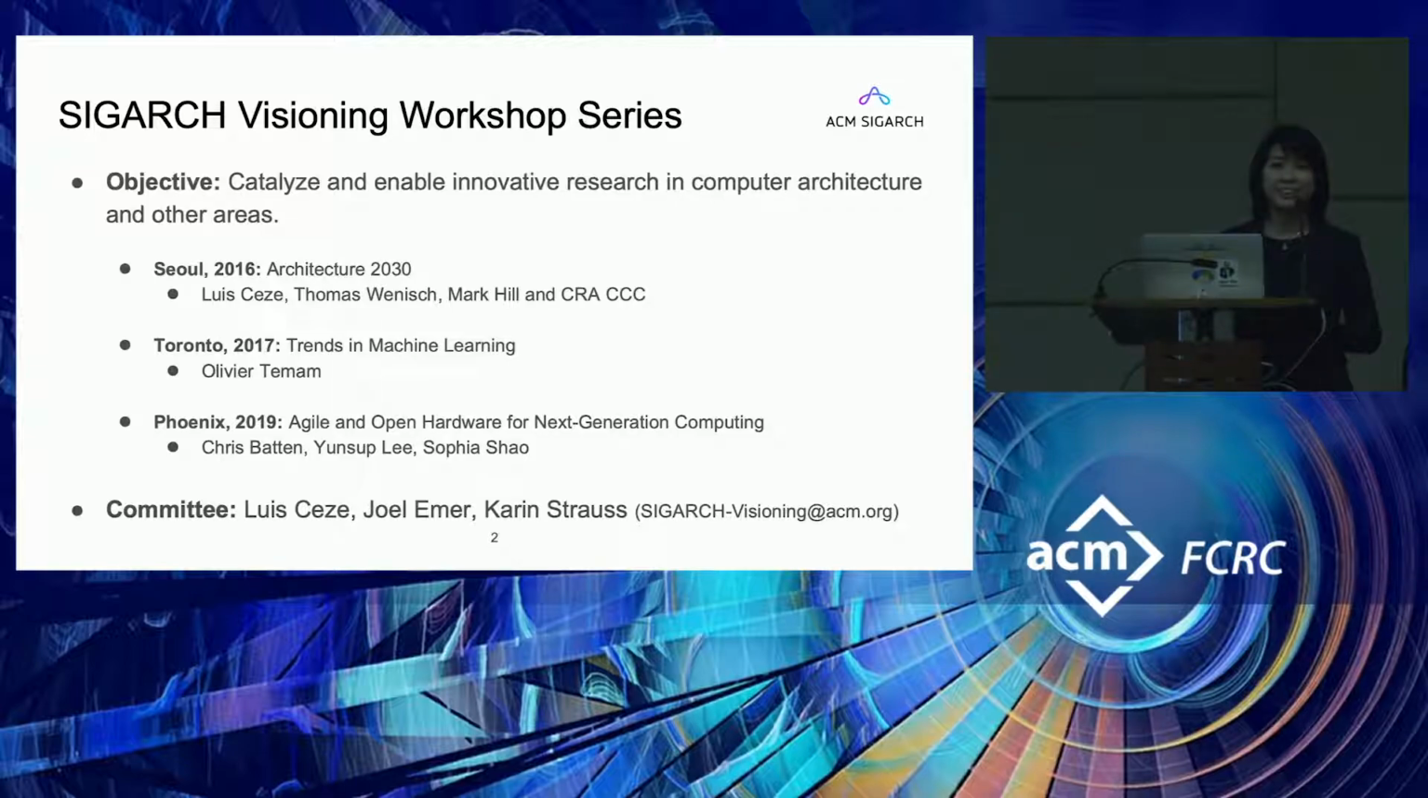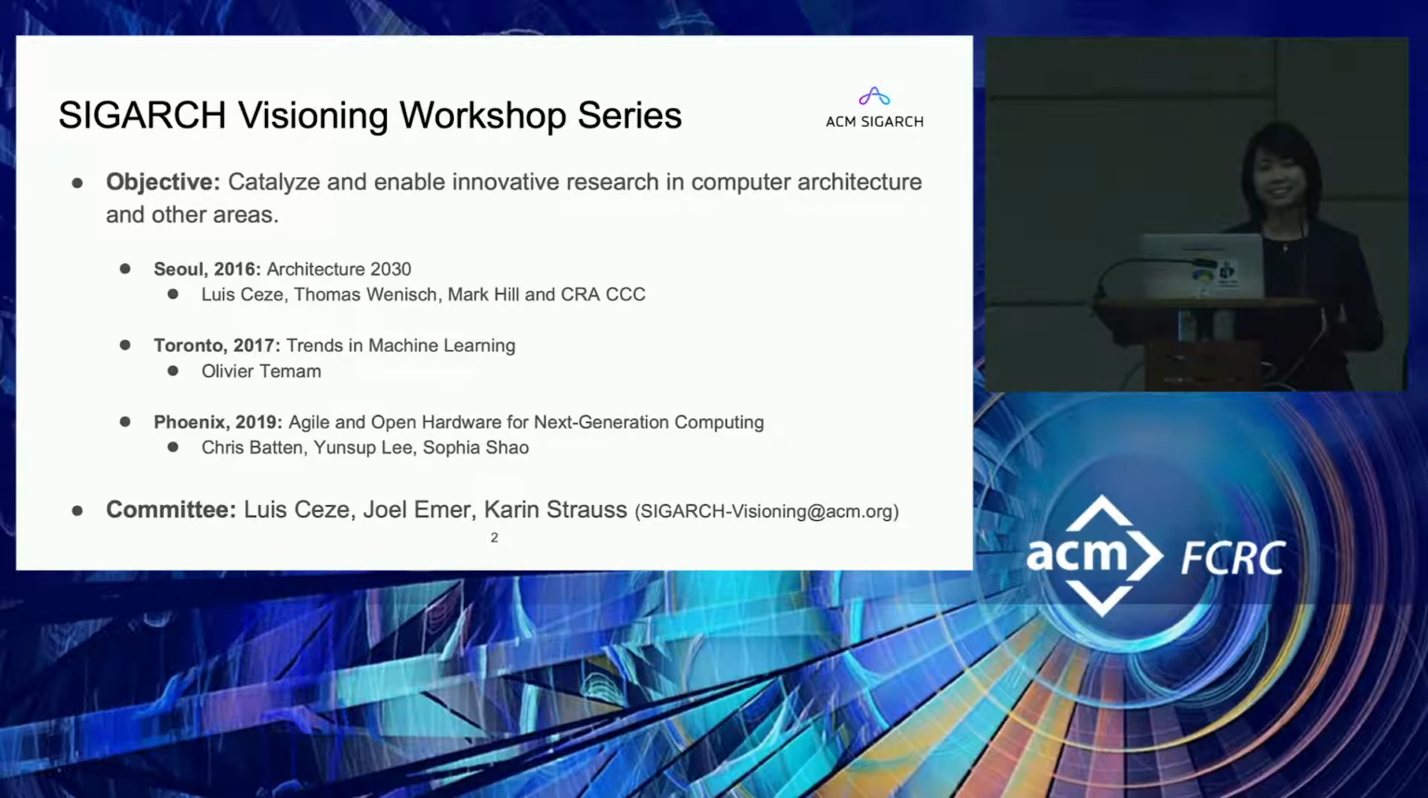This workshop targeted the new research questions for the next 10 or 15 years in computer architecture. The second iteration of the workshop happened in 2017 at ISCA in Toronto, organized by Olivia Temam, focusing on the interesting intersections between machine learning and computer hardware. And this is the third workshop.